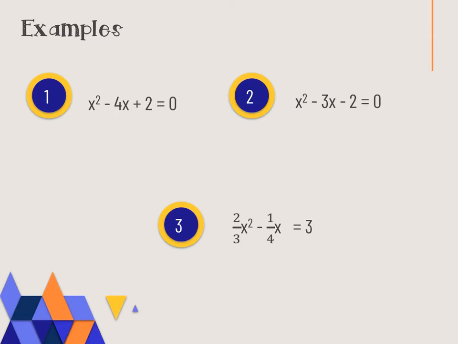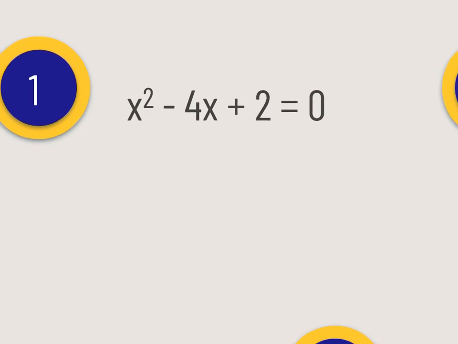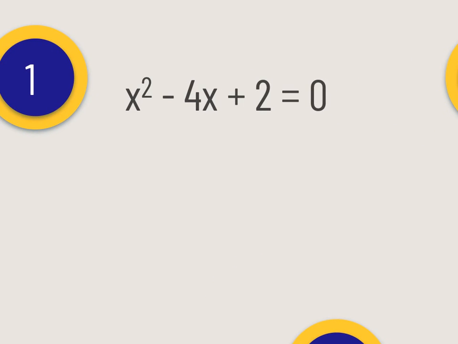All right, now let's use it. So the first thing is everything's got to get on one side. It's got to be set equal to 0, just like when we're factoring. Okay? If we look at number 1, it's already like that.